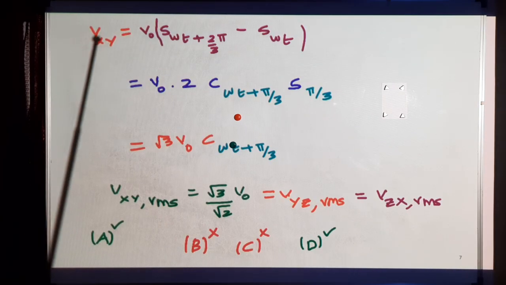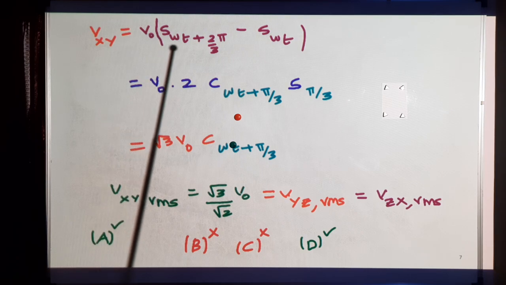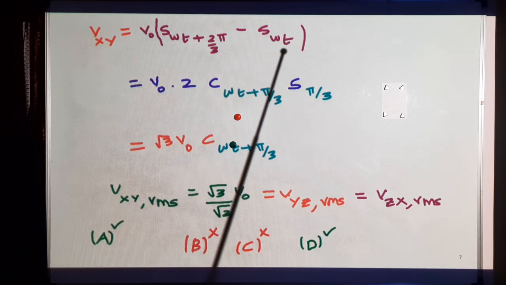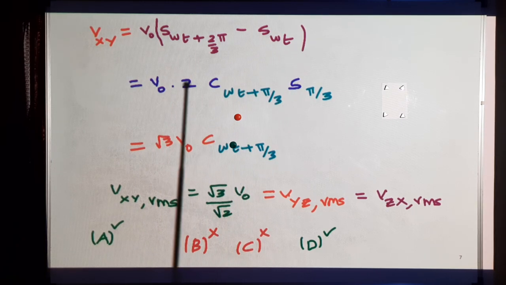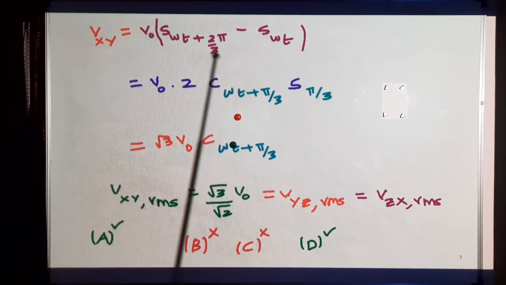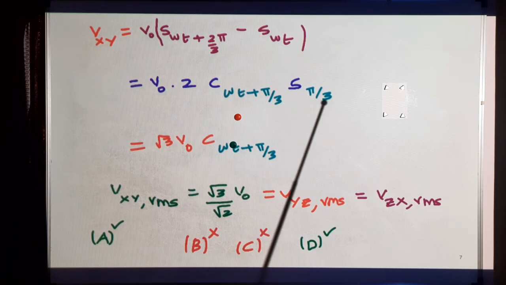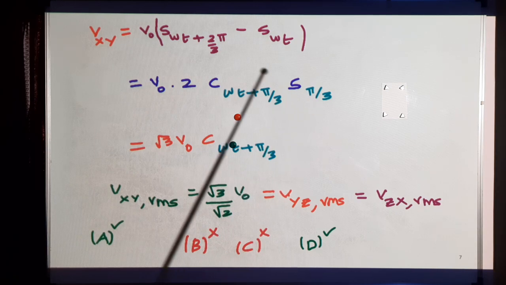So to sum up, Vxy is Vy minus Vx. Vy is V naught sine omega t plus 2 pi by 3, and Vx is V naught sine omega t. So you have to use the trigonometric identity: sin c minus sin d is 2 cos sine. This angle is this plus this by 2, so it will become pi by 3, and the sine is this minus this by 2, which is sine pi by 3.